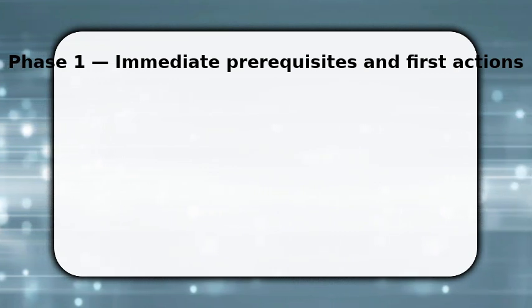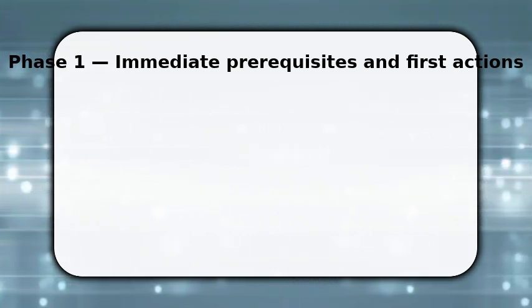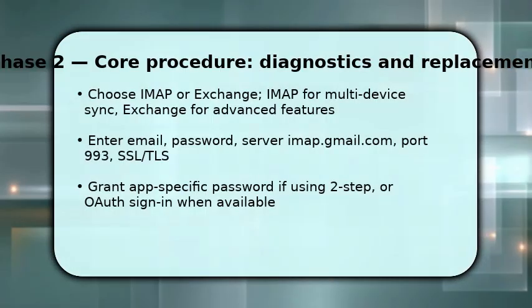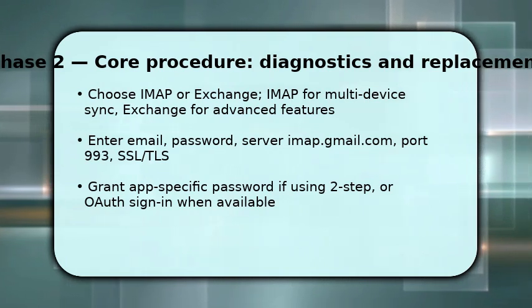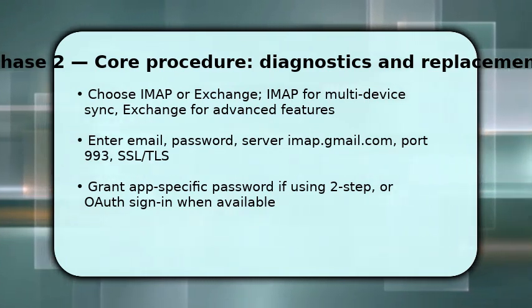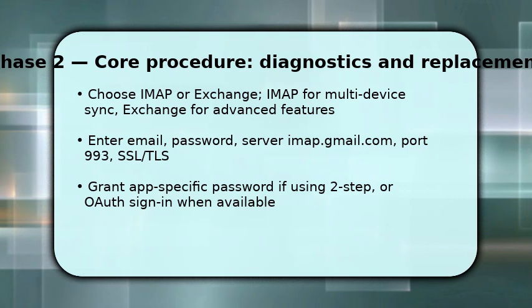Now connect your client. Pick IMAP for consistent multi-device syncing or use Exchange for push sync on supported apps. Add a new account and enter email plus password. When offered, choose OAuth for secure token sign-in. If your account uses two-step verification, create and paste an app-specific password instead. Then set incoming server to IMAP.